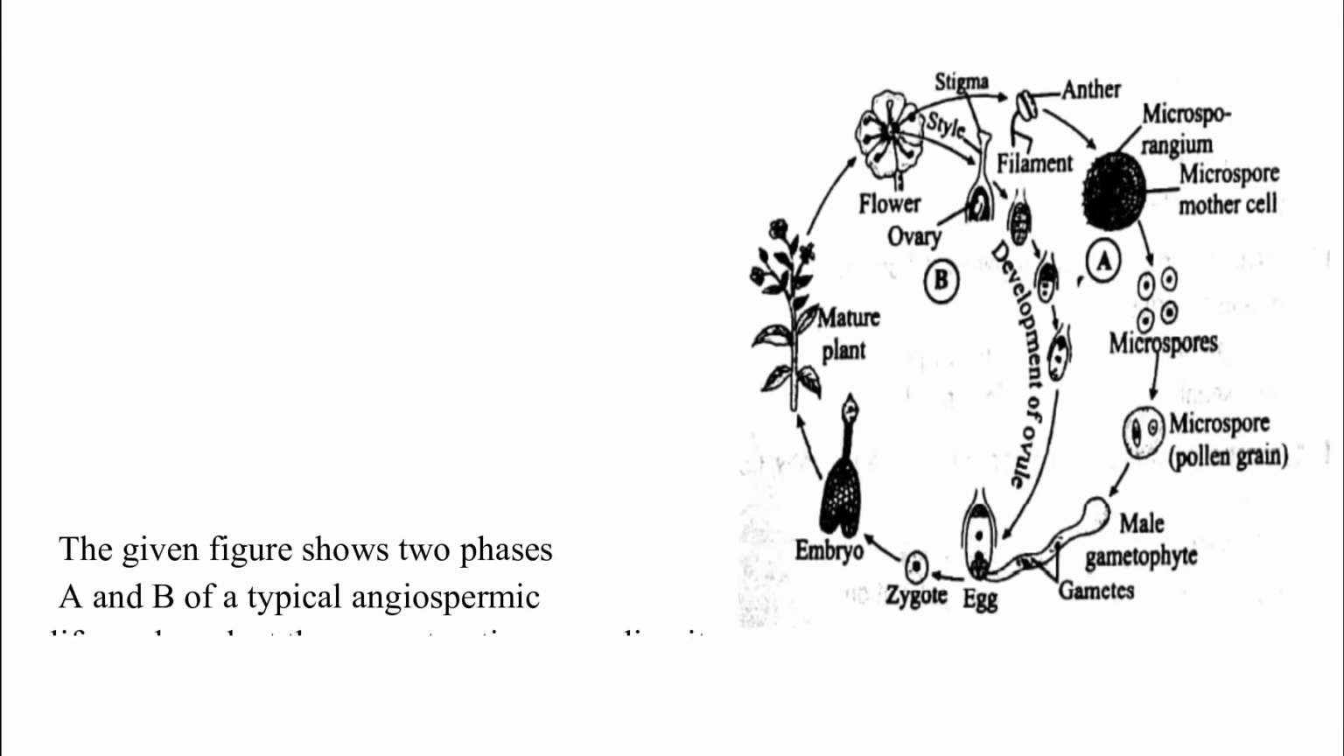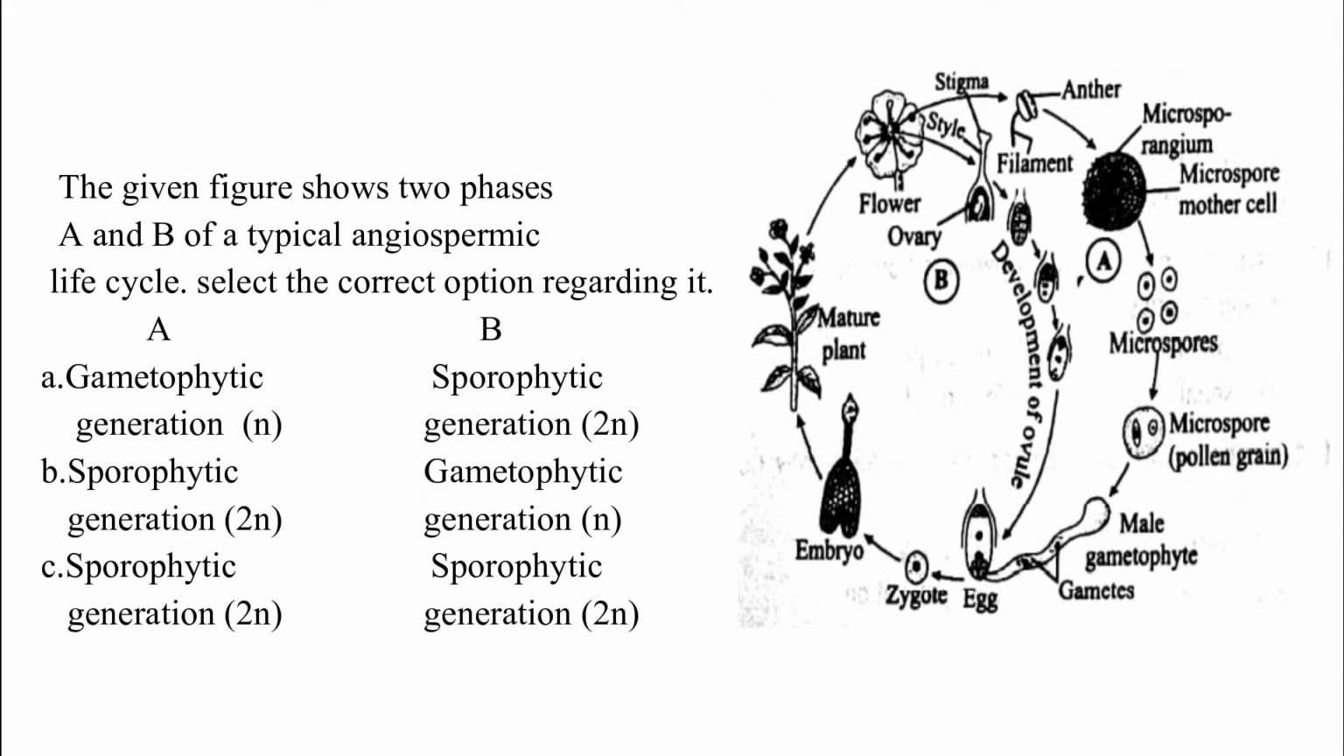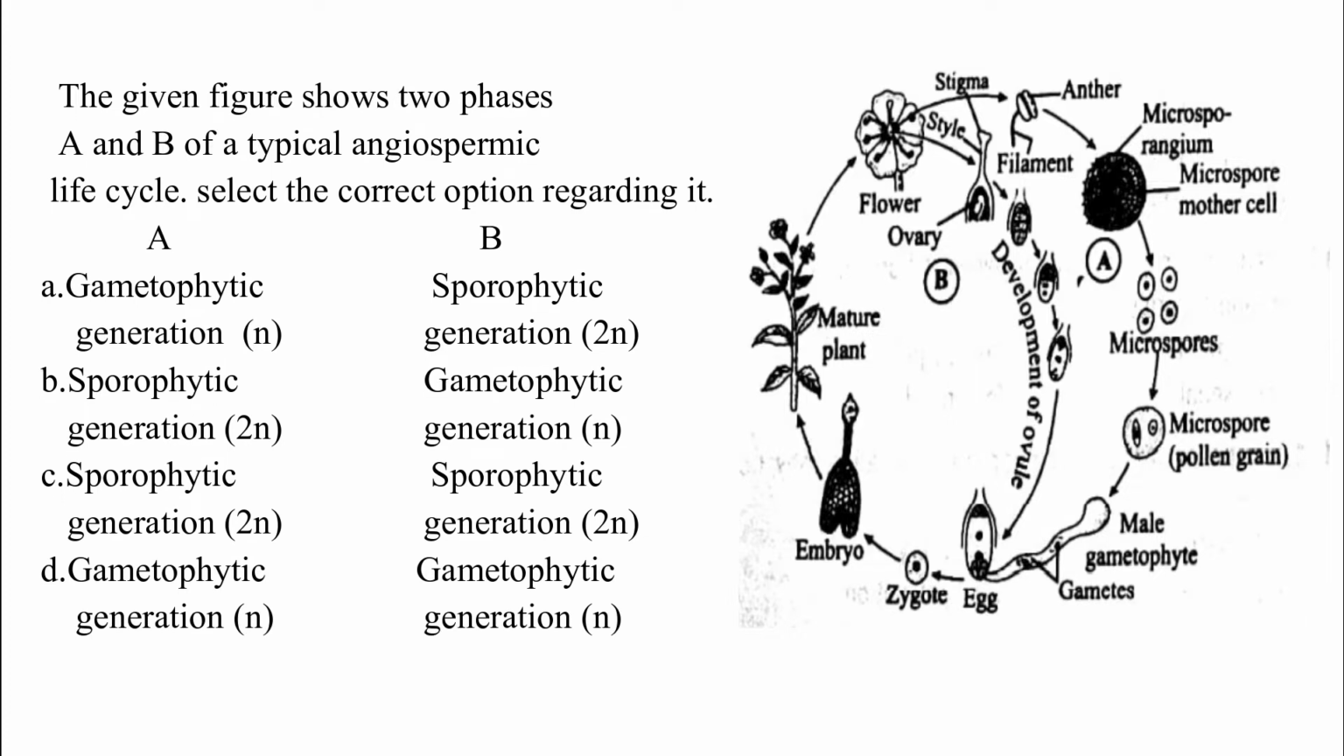The given figure shows two phases A and B of a typical angiospermic life cycle. Select the correct option regarding it. Option A, gametophytic generation, sporophytic generation. Option B, sporophytic generation, gametophytic generation. Option C, sporophytic generation, sporophytic generation. Option D, gametophytic generation, gametophytic generation.